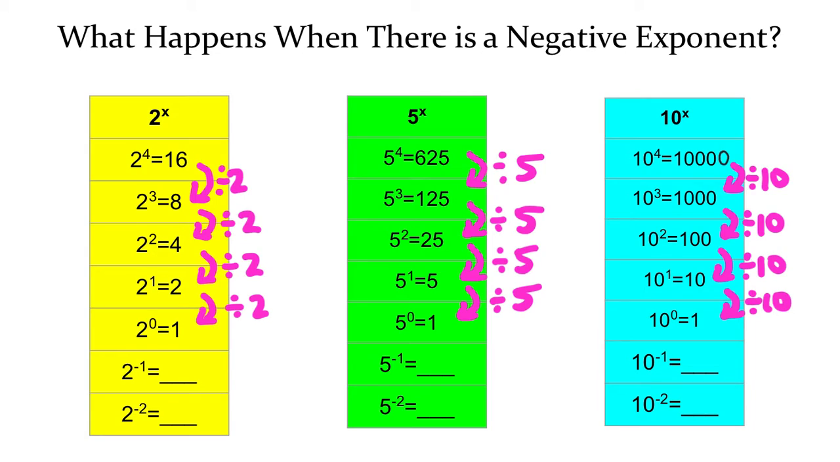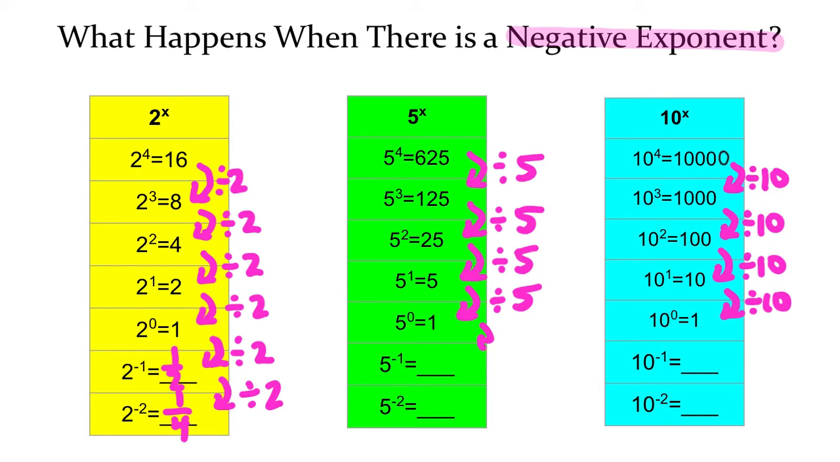Now the next thing we're going to investigate is what happens when there is a negative exponent. We're basically just continuing the tables that we had from the previous slide. So if we look at the 2's table, we're going to continue dividing by 2. So 1 divided by 2 gives us a value of 1/2, and 1/2 divided by 2 would give us a value of 1/4.